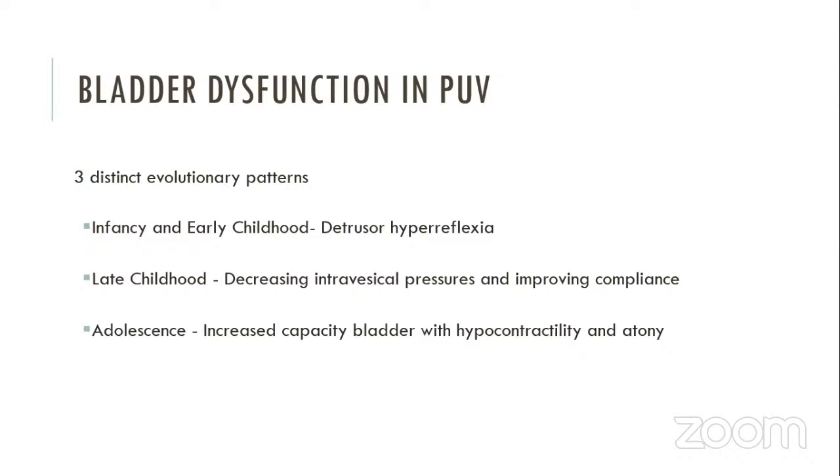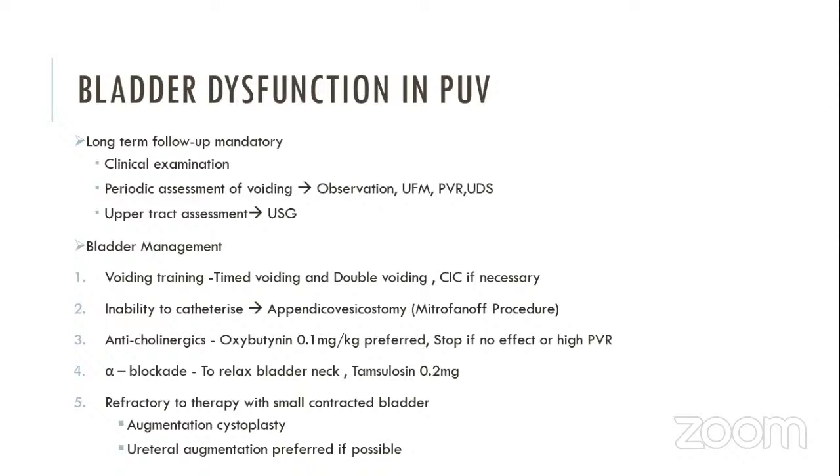This includes clinical examination, assessment of voiding with the help of observation, uroflow studies, post voiding residual and urodynamic study, and upper tract assessment with sonography. For bladder management, voiding training is to be done with CIC. If there is inability to catheterize, then we have to go for appendicovesicostomy, which is known as the Mitrofanoff procedure. Anticholinergics are to be started, alpha blockers to relax the bladder neck, and for refractory cases, augmentation of a small contracted bladder.